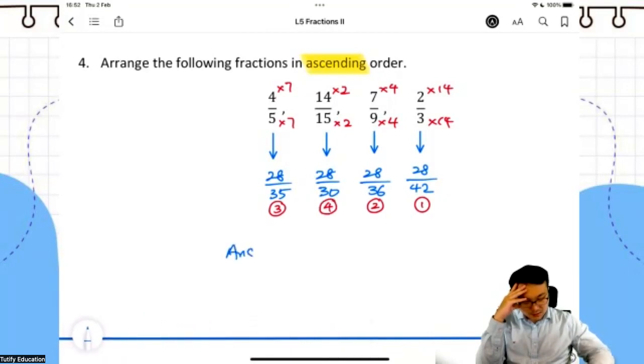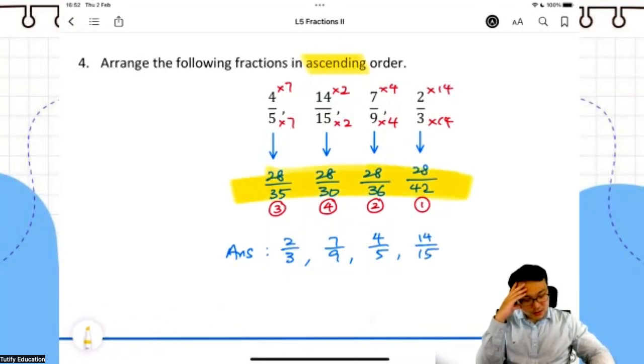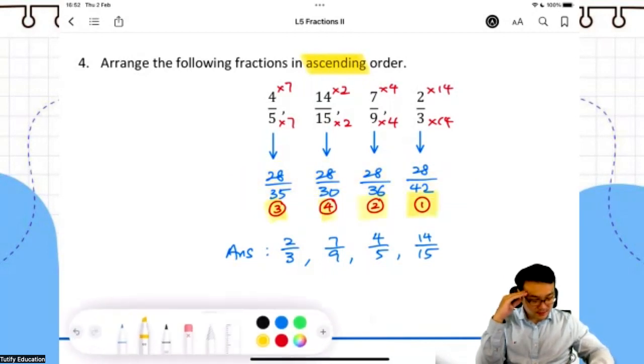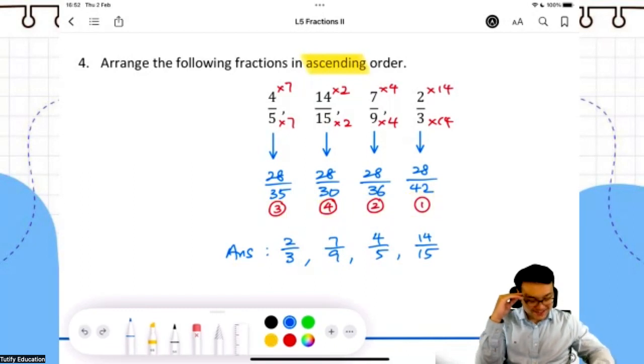It equals 2 over 3, 4 over 5. Follow the sequence. 7 over 9. Yes. Next. That's 4 over 5. And 14 over 50. Yes. Okay. You can stop looking at all these. You just need to look at your numbers. 1, 2, 3, 4. Then you will not be so confused. Well done, Kate. Good job.